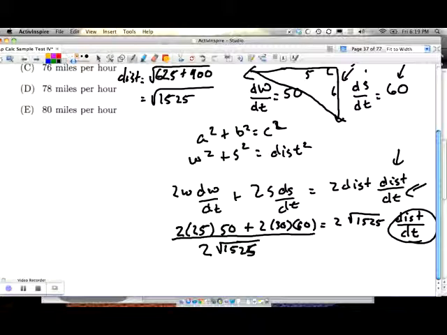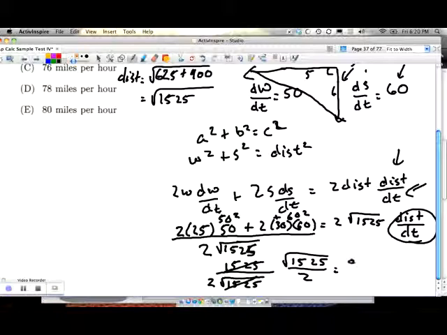So I got 2 times 25, which is 50, times, so this, whoa, this is interesting, 50 squared plus 60 squared. Ooh, that's interesting. Because now I'm going to have 1525 over 2 times the square root of 1525, which is really square root of 1525 over 2 equals my distance with respect to time. There's some fancy math going on there, but trust me, it works.